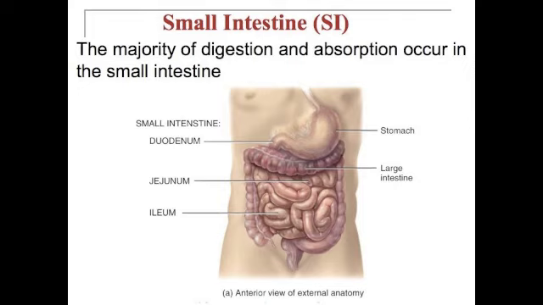So moving on to the small intestine, this is figure 24.19 on page 971. The majority of digestion and absorption occur in the small intestine. And in this cartoon, we see the regions of the small intestine are the duodenum, the jejunum, and the ileum.